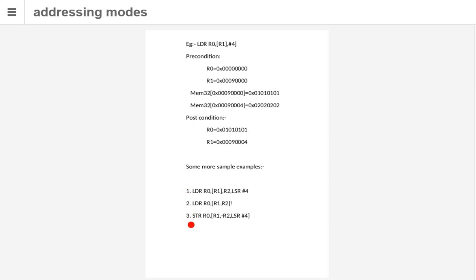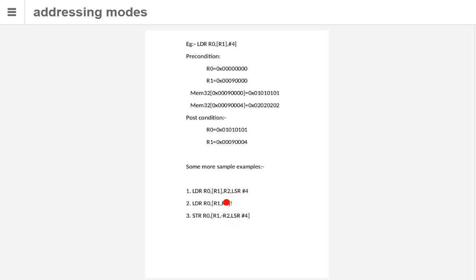Now I think the third example you will be understanding. Instead of LDR, I am using STR. So what is the difference between LDR and STR? LDR is loading into the register, and STR is storing the R2 content into some address location. Whatever is given in the square bracket is the address location. Now, which addressing mode is this? STR R0, [R1, -R2, LSR #4].